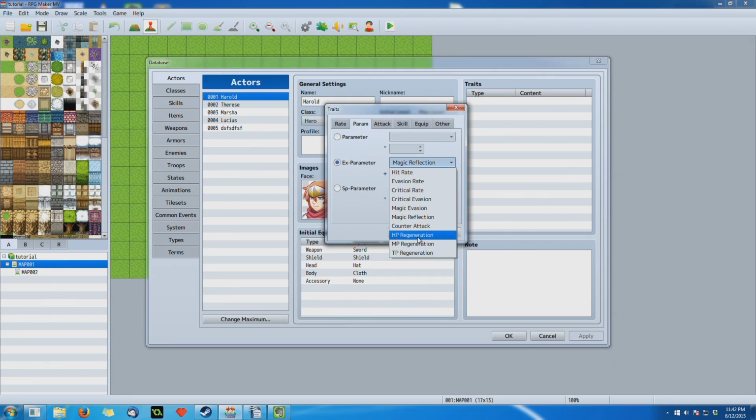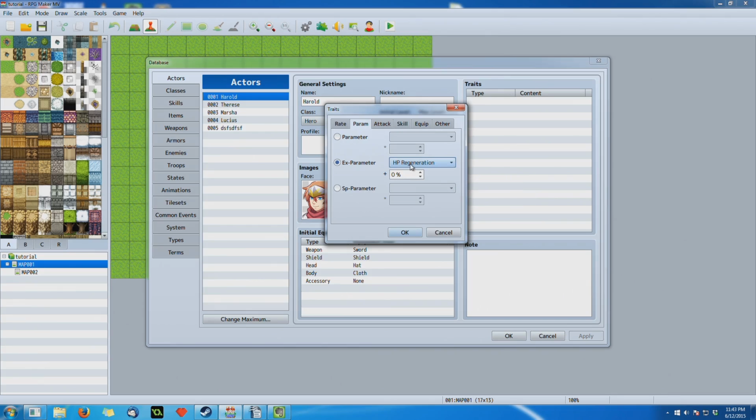Then there is HP regeneration, MP regeneration, and TP regeneration. These are all the same thing, just for the different stats. So they're quite obvious. With HP regeneration, just say we set it to 10%, then we'll heal 10%. So the way that works is that in battles, every turn we'll be healed 10% health.